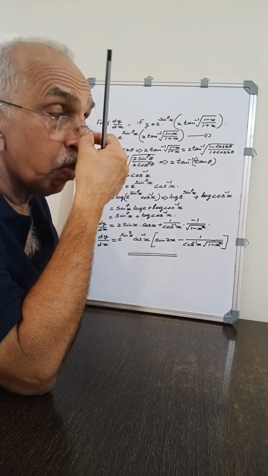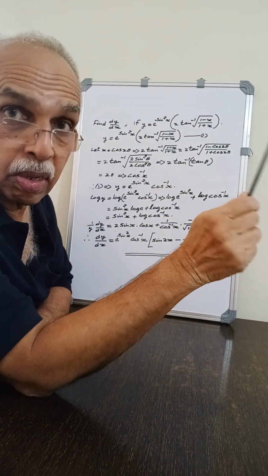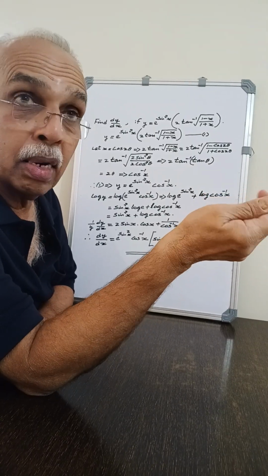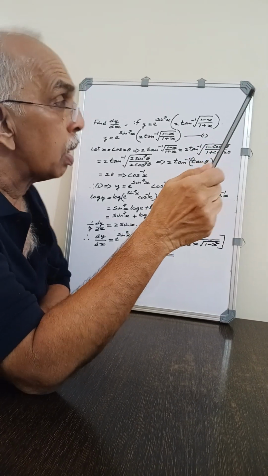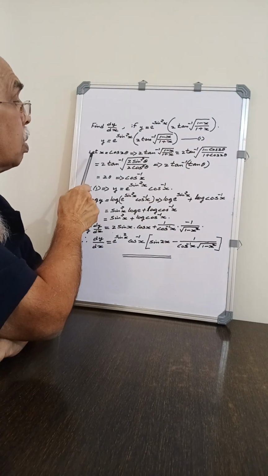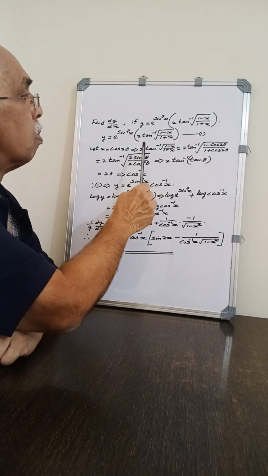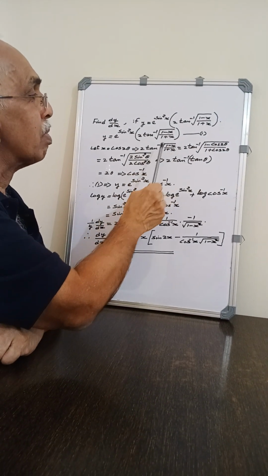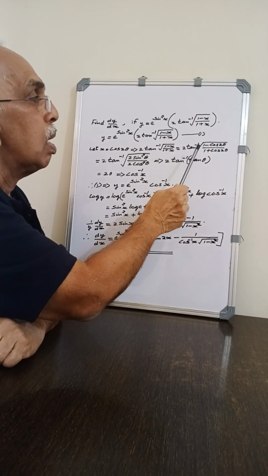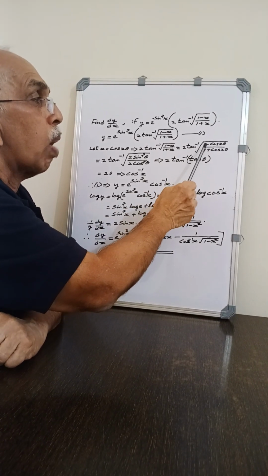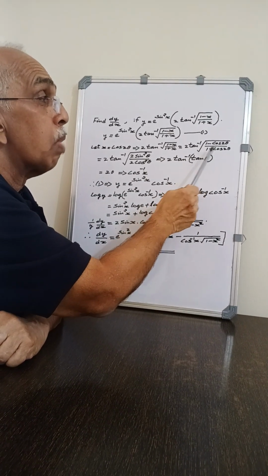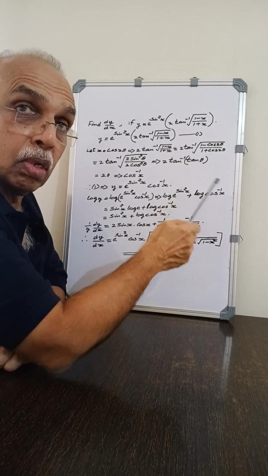In 1 minus x by 1 plus x, we can consider 1 minus cos 2 theta by 1 plus cos 2 theta. We will get an interesting answer. Therefore, let x equals cos 2 theta. Therefore, 2 tan inverse root of (1 minus x by 1 plus x) equals 2 tan inverse of the whole root of (1 minus cos 2 theta by 1 plus cos 2 theta).